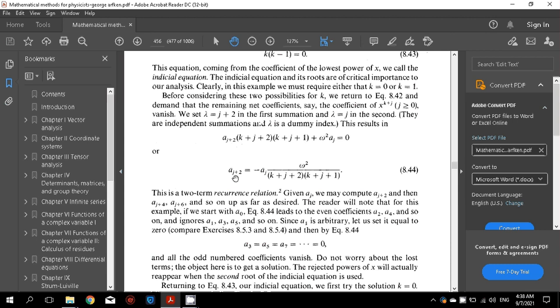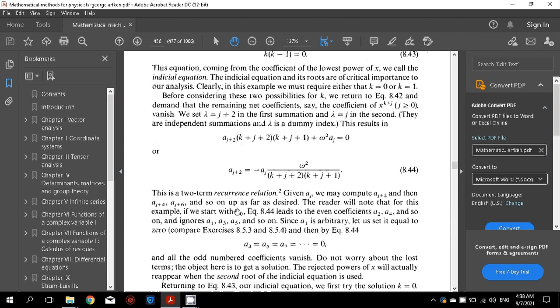But by using equation 8.44, you have determined the coefficients A2, A4, A6, and so you have half of the coefficients. But mind you that the infinite series, if it is made half, it still remains infinite. So whatever solution we will get from here will give you the solution of the differential equation.